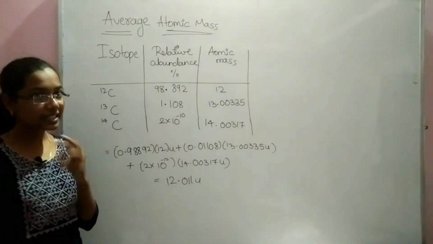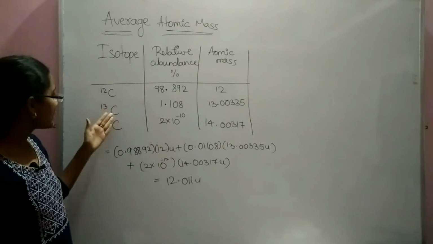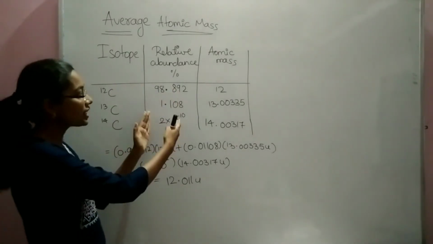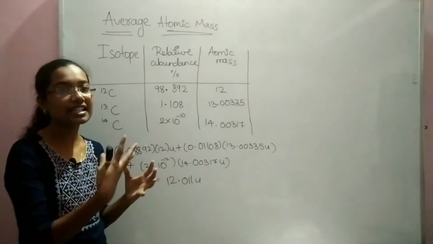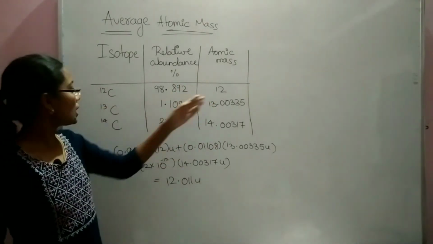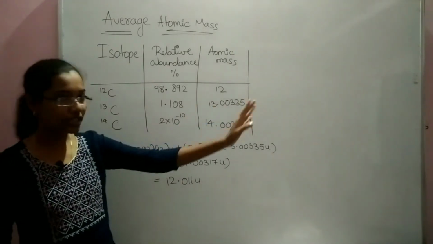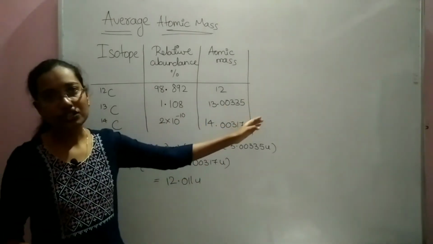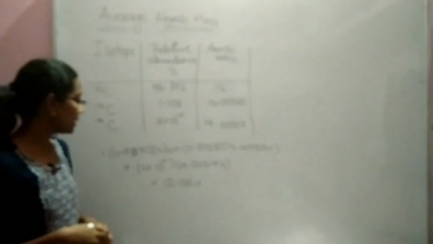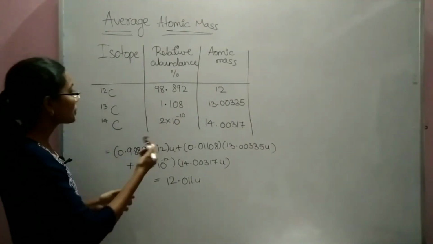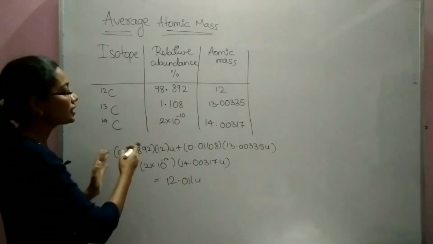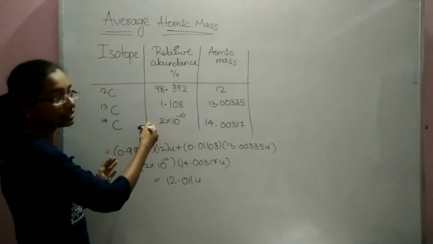As I told, carbon has 3 isotopes, which are C12, C13 and C14. These are their relative abundances, meaning at this percentage they are seen in nature, and these are their atomic masses. The atomic mass of C12 is 12, C13 is 13.0035 and C14 is 14.00317, and this is how we calculate the average atomic mass. While calculating it, we multiply the relative abundance with the atomic mass, and then we sum over the 3 isotopes.